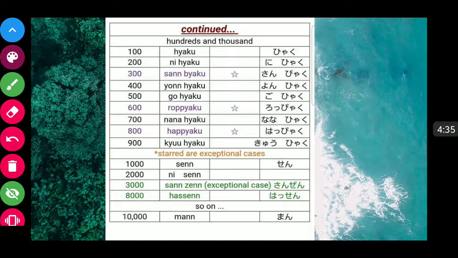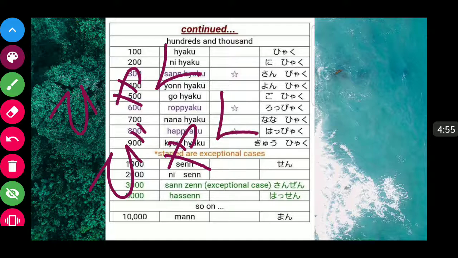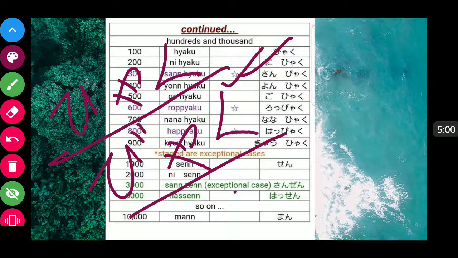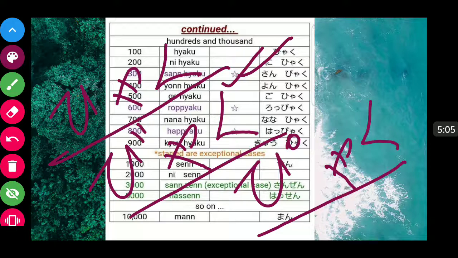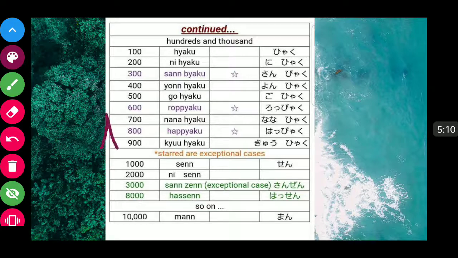Now let's talk about 400, 500, 700 and 900. 400 is called yonhyaku, 500 is called gohyaku, 700 is called nanahyaku, 900 is called kyuhyaku. Hyaku, and byaku also in the case of roppyaku, happyaku.